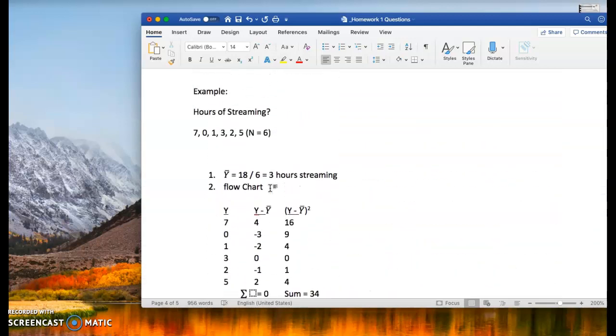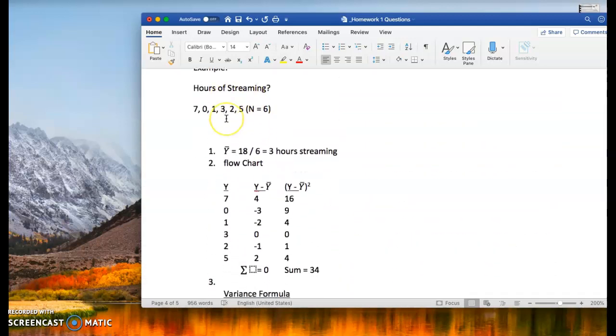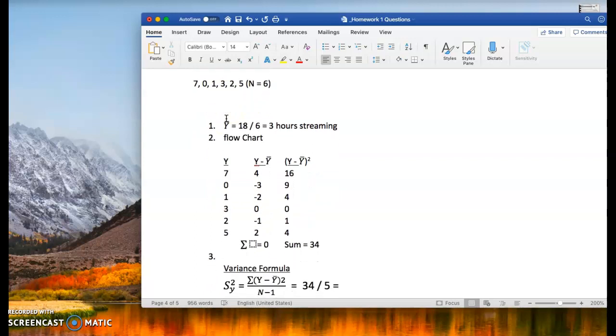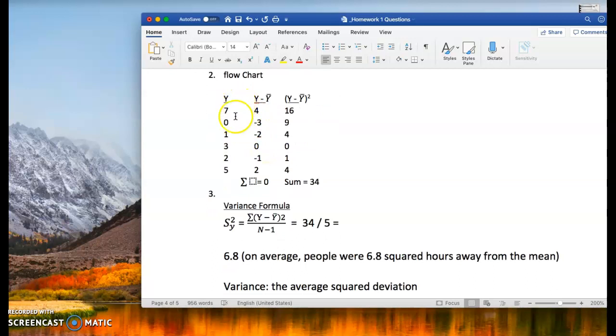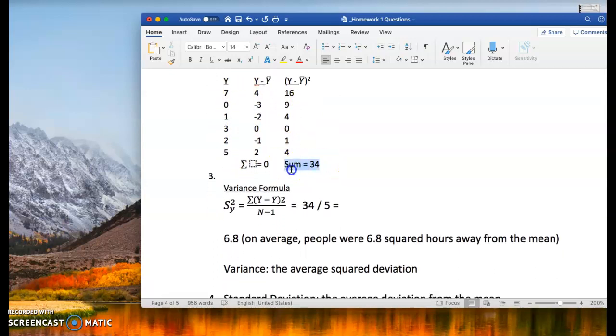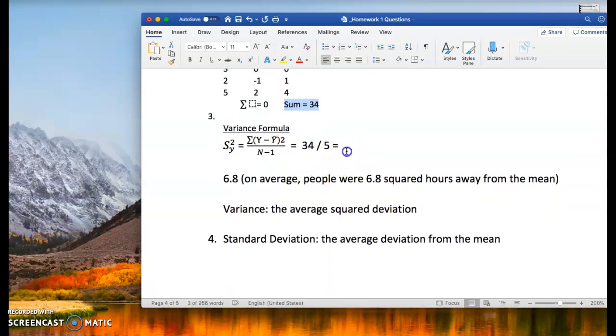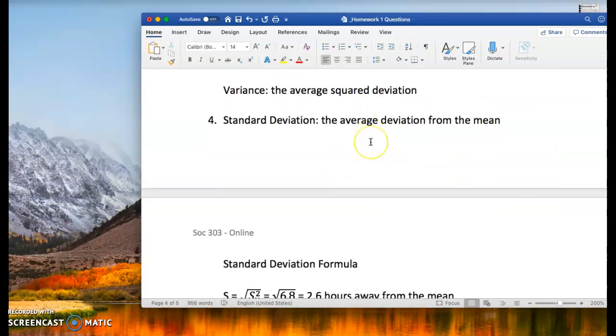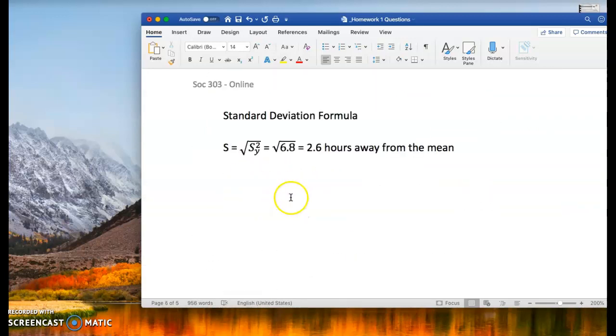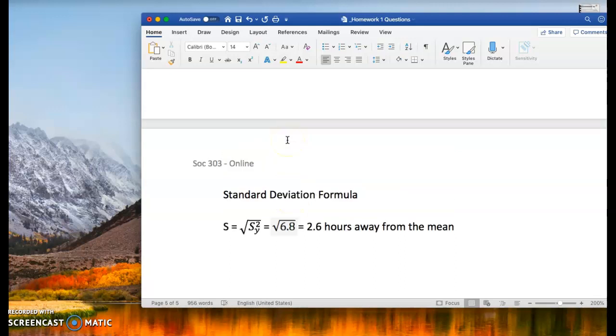And so that summarizes what it is. Just to recap, we looked at hours of streaming, and the first thing we want to do is find the mean. Second thing we want to do is create this flowchart to make everything nice and organized. At the end of this flowchart, we're going to get the sum of squared deviations. That goes into our variance formula, and then our variance formula goes into the standard deviation formula, and lastly we explain the number that we got.